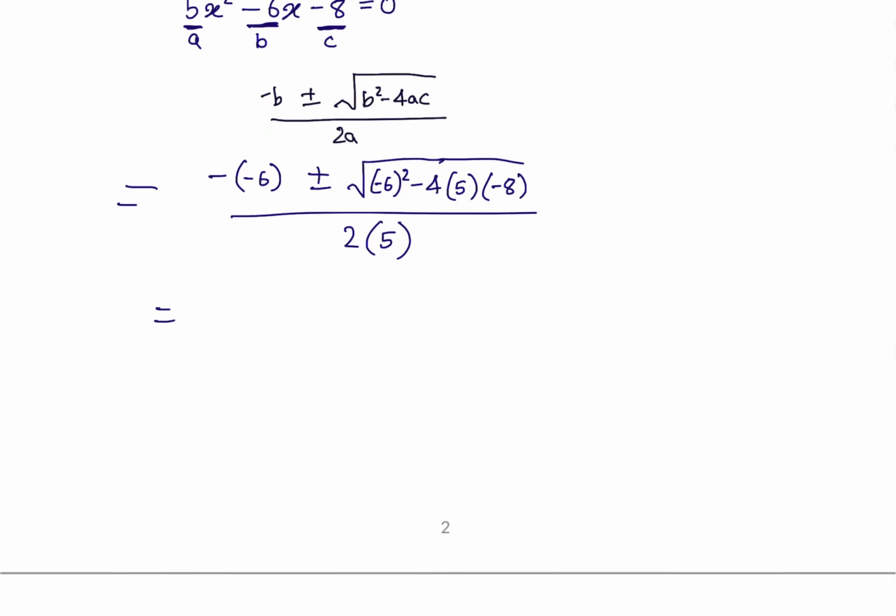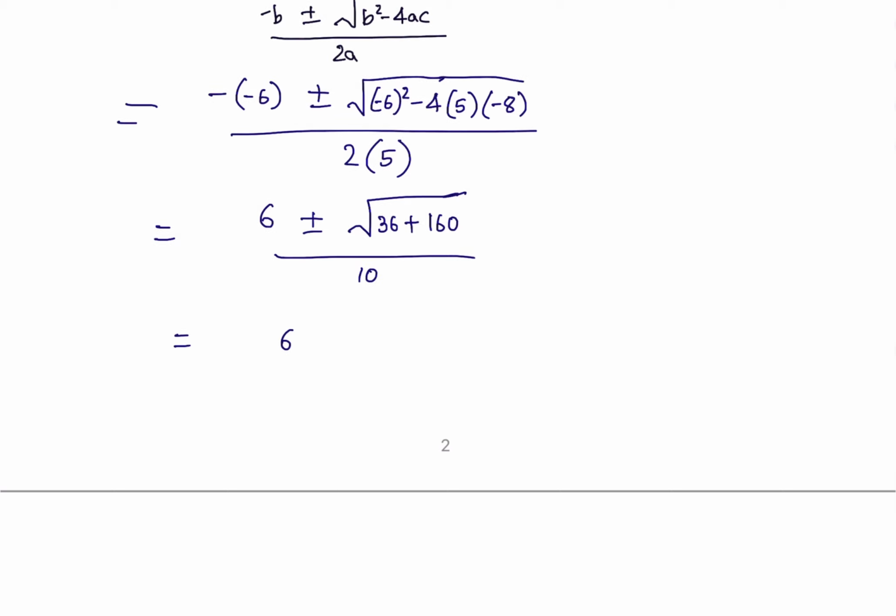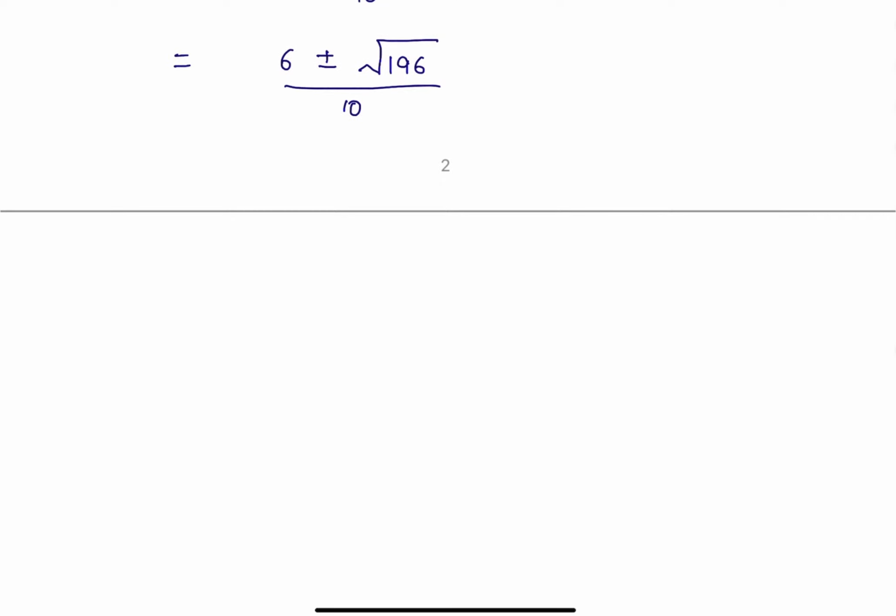So as we simplify this, we get 6 plus minus the square root of 36 plus 4 times 5 times -8. So 4 times 5 is 20, and 20 times 8 is 160. So 36 plus 160, divided by 10. And this gives us 6 plus minus the square root of 196 divided by 10. Now let's continue this on our next page. This gives us 6 plus minus, well, the square root of 196 is 14, divided by 10.